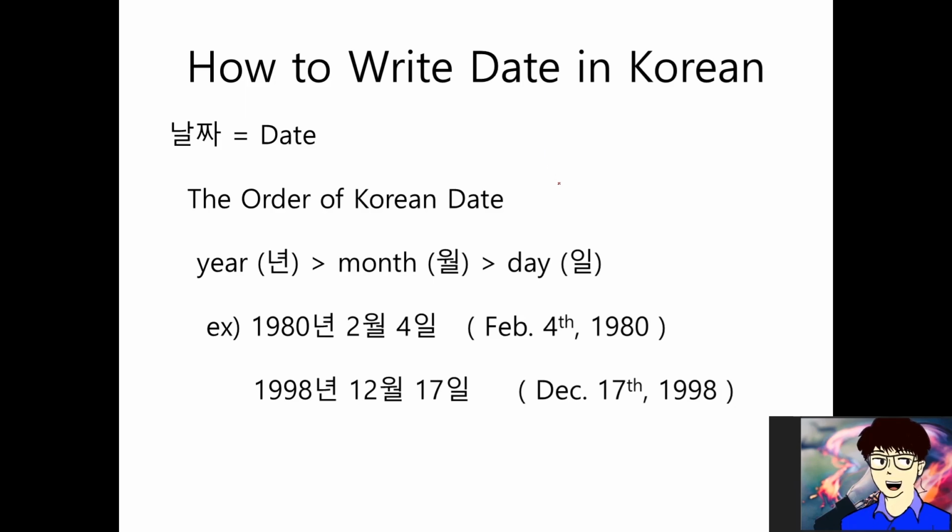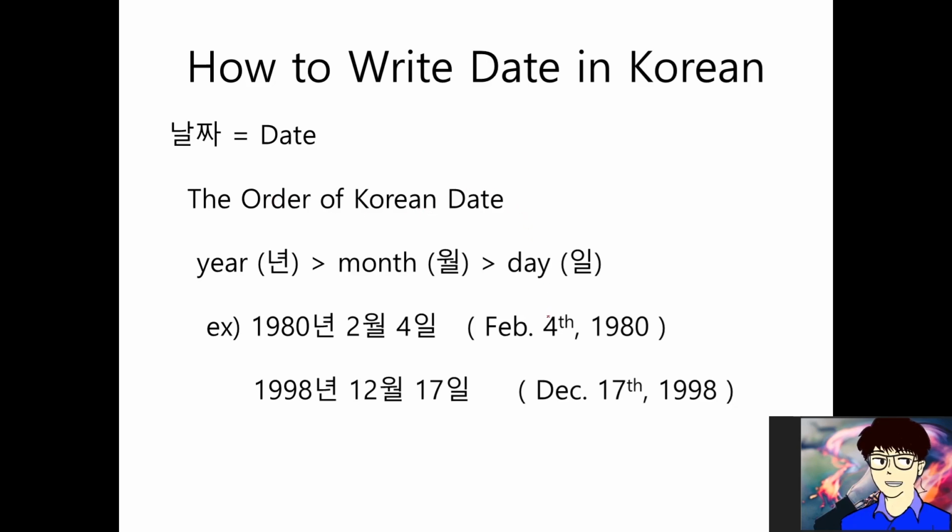Okay, let's learn about how to write date in Korean. So, first, date is 날짜 in Korean. Repeat after me. 날짜. Great. Well, the order of Korean date is a little bit different from the English way.